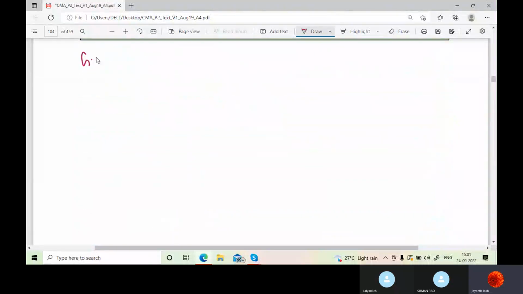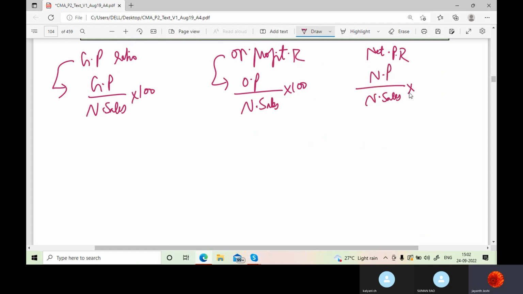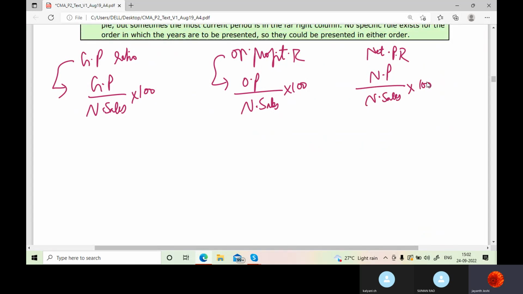That is gross profit ratio, operating profit ratio, net profit ratio. Okay. So what do you mean by gross profit ratio? Gross profit ratio is nothing but gross profit by net sales into 100. First the formula. What is operating profit ratio? Operating profit by net sales into 100. Formula number 2. What is net profit ratio? Net profit by net sales into 100. Formula number 3.